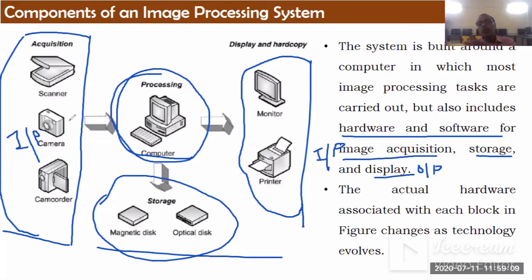After processing, we can get some output. That output may be on a monitor, a computer monitor, a TV monitor, or it may be in printed form, either on paper or on some other sheets. So that will be printing. But when you do the processing, it requires some temporary storage, or permanent storage. For that purpose, there are devices, that is, magnetic discs or optical discs, used to store the images. So these are the basic structure of the components.